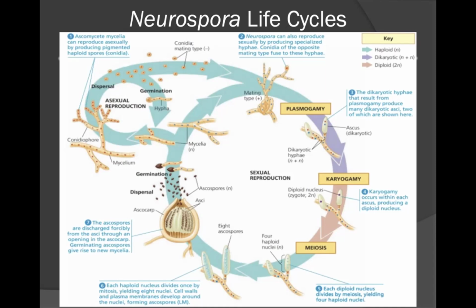This zygote can undergo meiosis to produce 4 haploid nuclei. These haploid nuclei would then develop into ascospores. These ascospores would further develop and form the asci. These asci contain the ascospores, which are considered haploid. The asci are contained in a structure called the ascocarp. When ready to release the spores, the ascocarp will contract and forcibly eject the ascospores into the surrounding environment. These spores will then travel to surrounding areas to undergo germination.